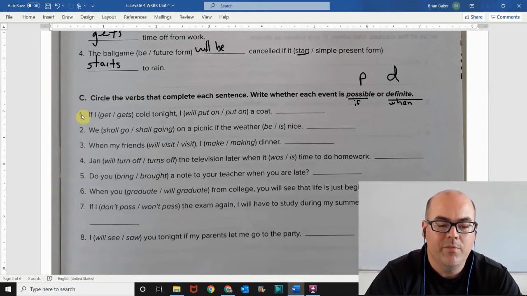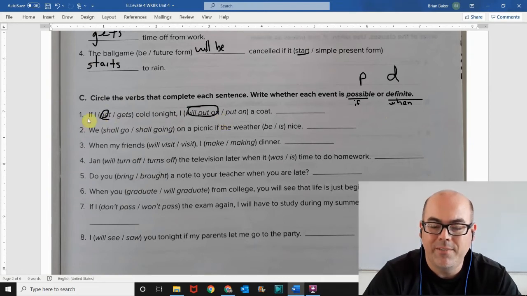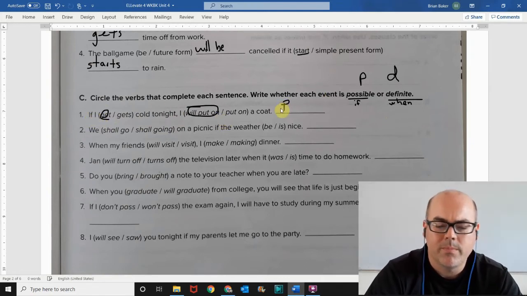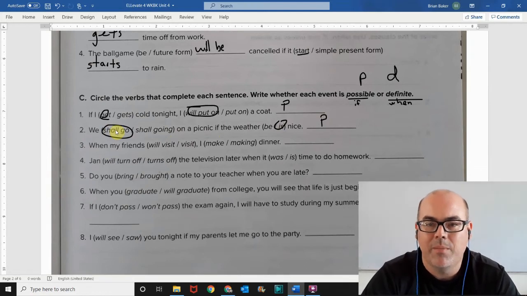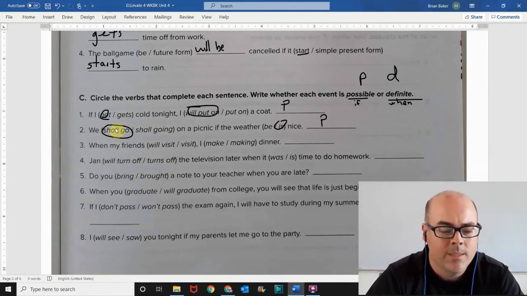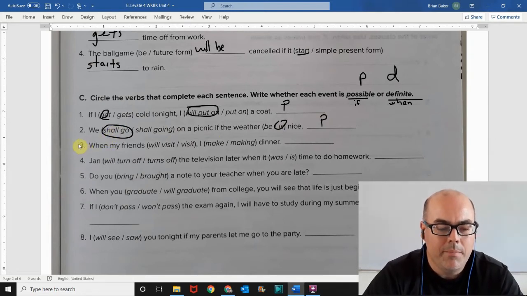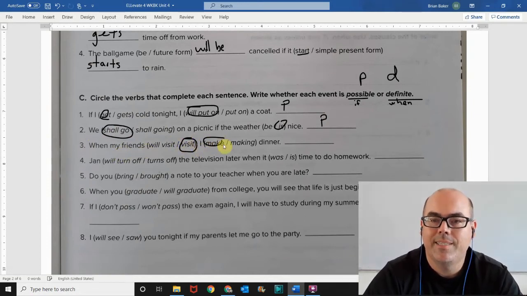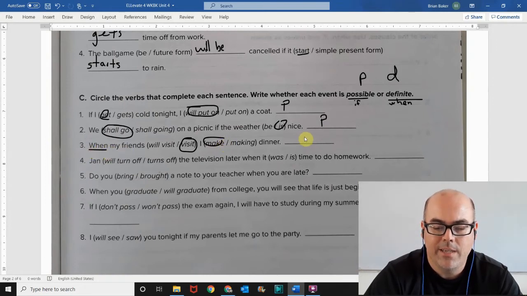So number one, if I get cold tonight, I will put on a coat. It uses if, so this is possible. Number two, we shall go on a picnic if the weather is nice. That is possible. Shall is more or less the same as will. We shall go, we will go. Number three, when my friends visit, I make dinner. And look, it uses when, so that is definite.